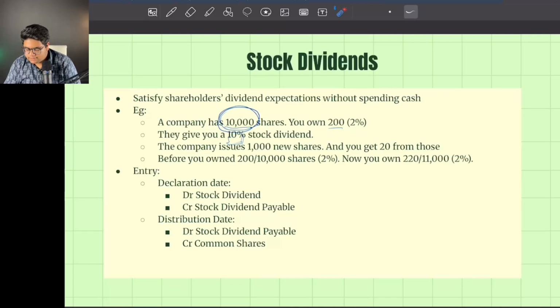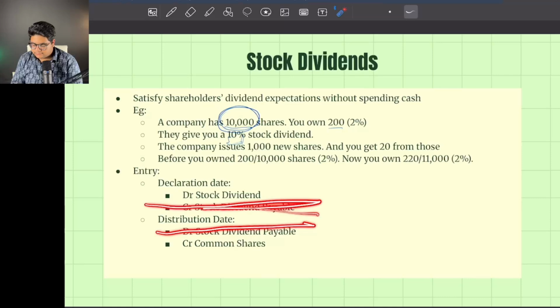So the entry for this would be: to declare the dividend, you would have a debit to stock dividend and a credit to stock dividend payable. For distribution, you would have a debit to stock dividend payable and a credit to common shares. So essentially, you're canceling out this transaction.